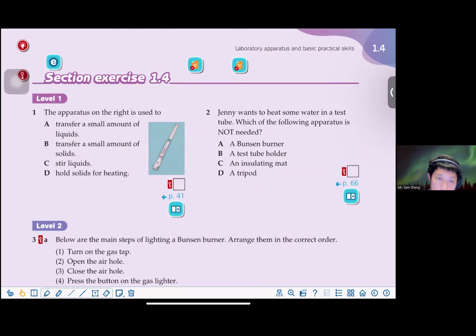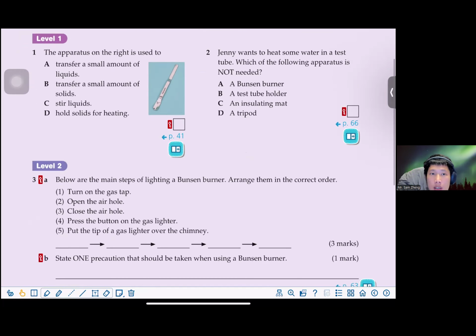Next, for today, I mainly want to go through the section exercise with all of you. I'm pretty sure that maybe you have already gone through it and checked the answer, but maybe some of the students are not too sure about the calculations or the reason why it would be wrong. So I hope I can use this video to give you some insight about it.